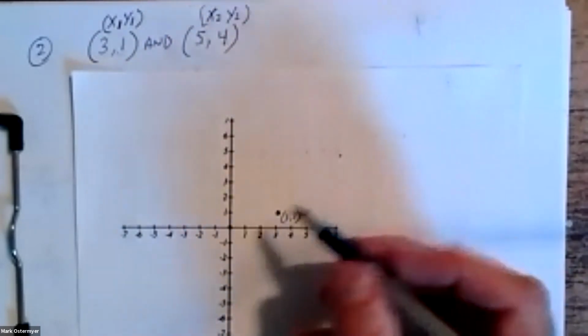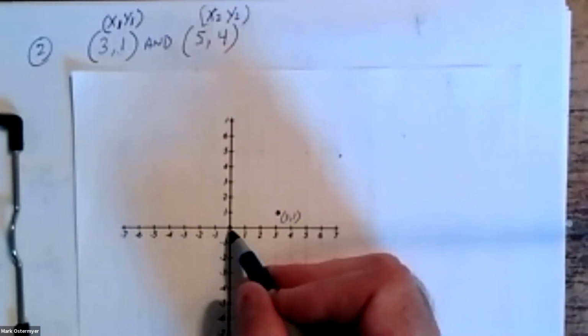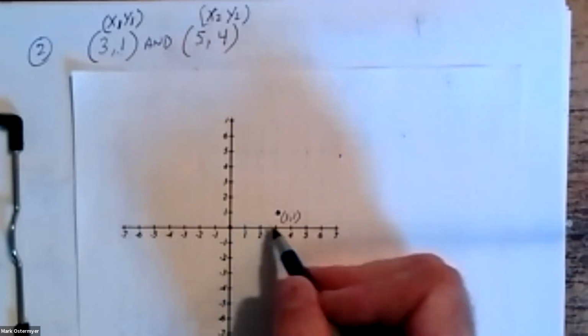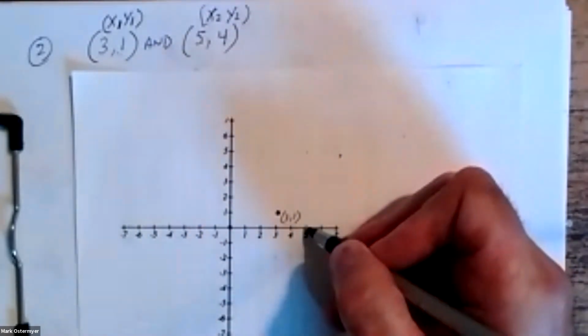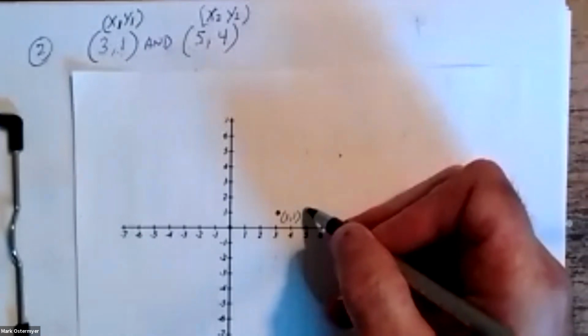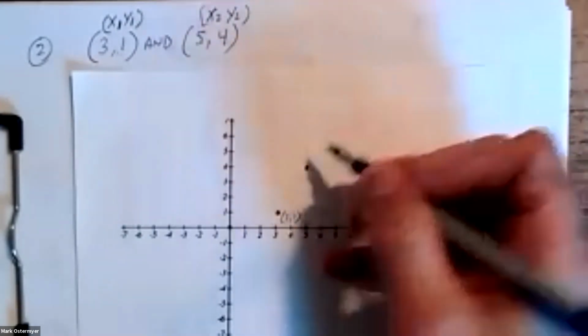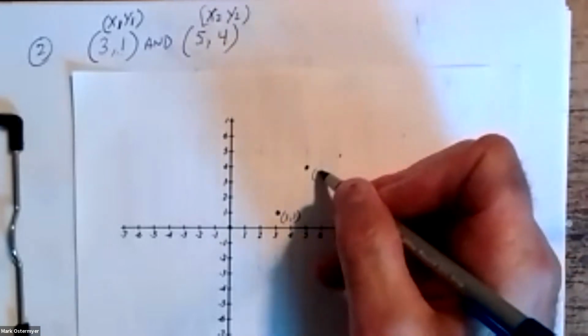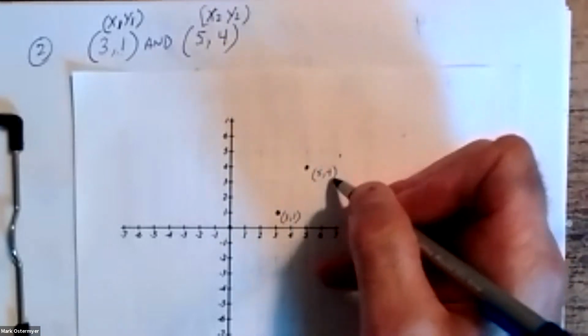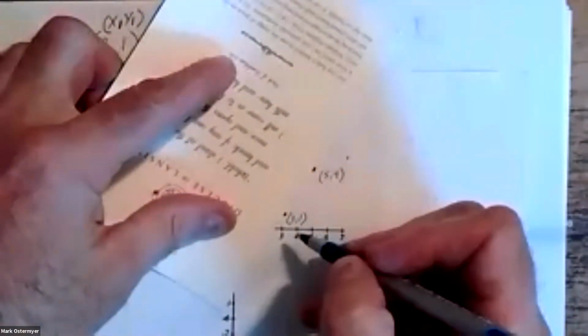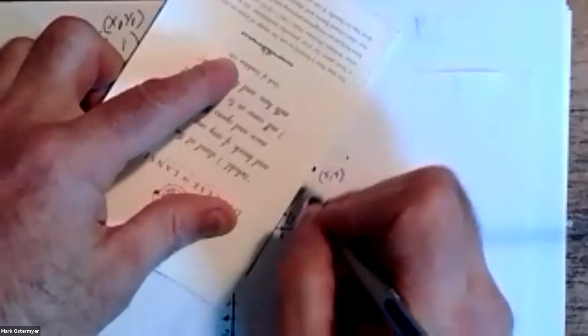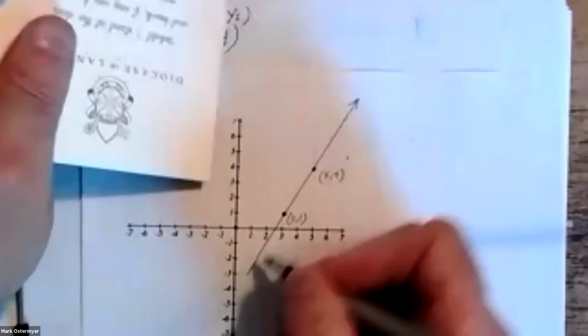Now to plot the point (5, 4), we start at the origin. We move 5 to the right on the x-axis, 1, 2, 3, 4, 5, then up 4: 1, 2, 3, 4. There's the point (5, 4). We're going to take a ruler and put a line through these points. And you have the graph of the line that contains those 2 points. That would be its graph.